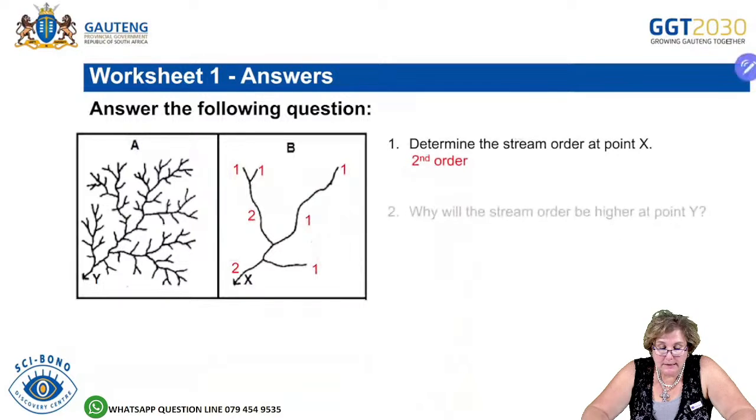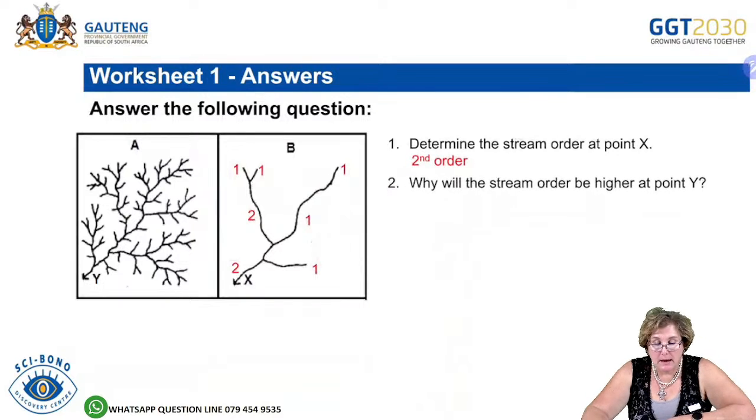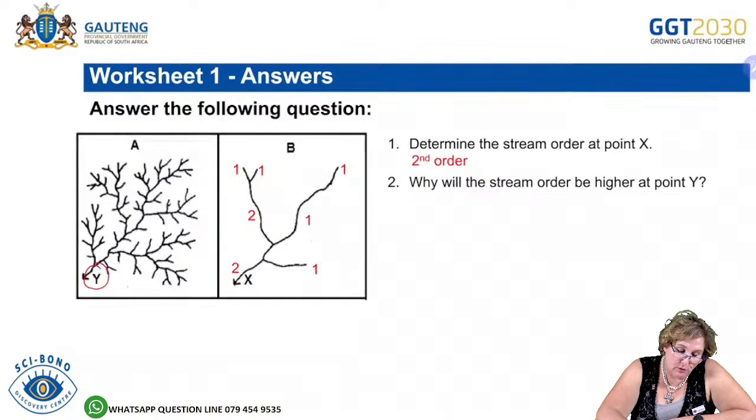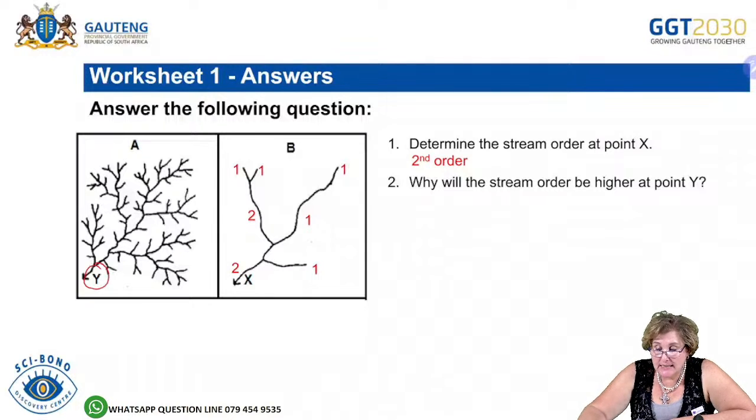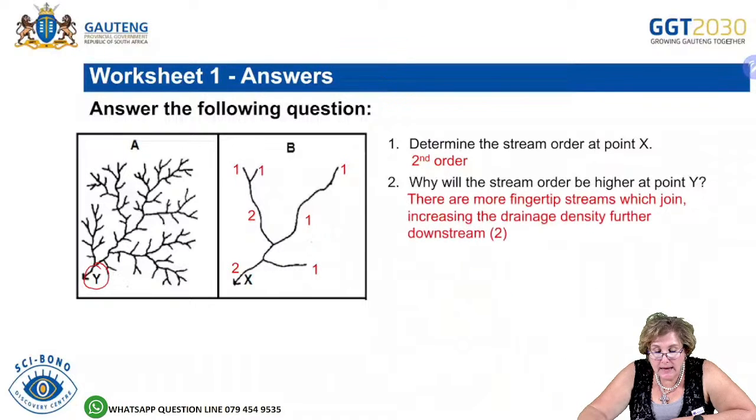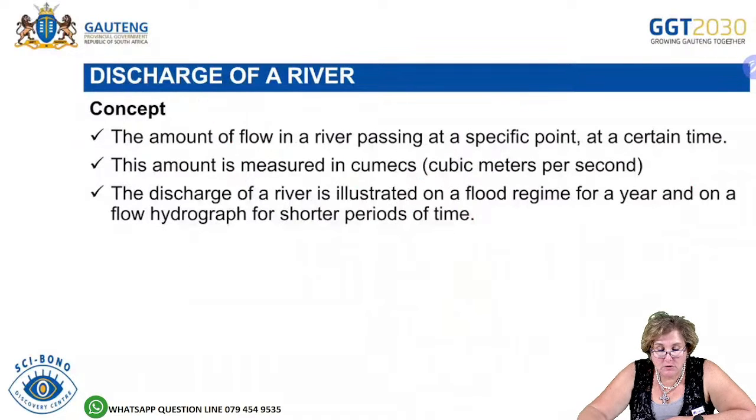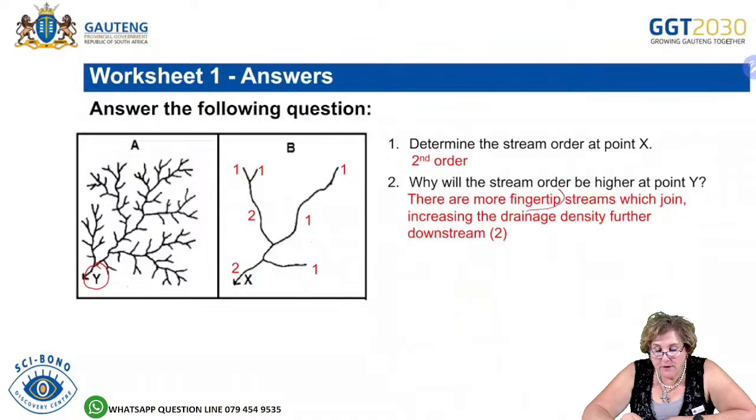Now question 2 was, why will the stream order be higher at point Y? Now there's point Y, and if you look at that, by the way, look at the drainage density. I can combine a question on drainage density with this one. Oh, I see a lot of streams, a lot of first order, second order, and third order streams. There are more fingertip streams which join, increasing the drainage density further downstream.